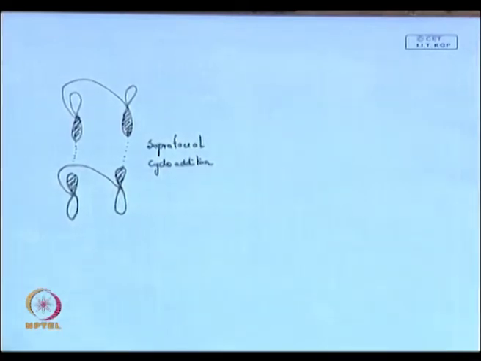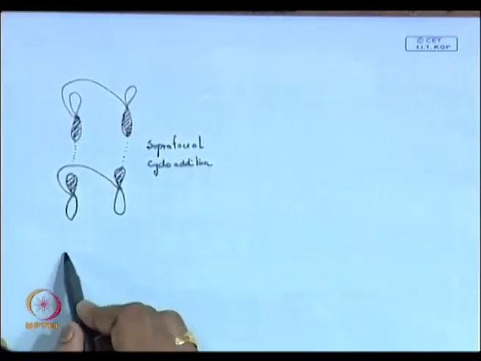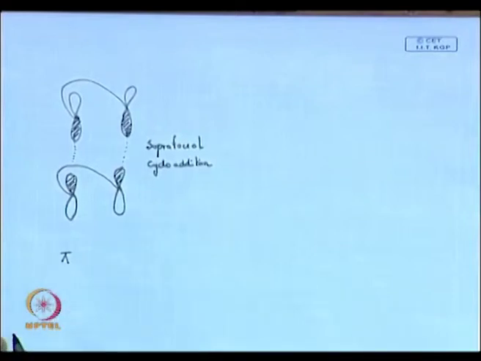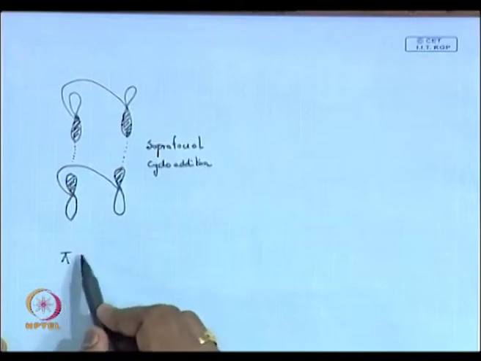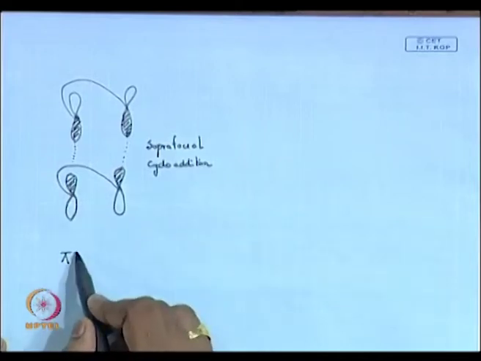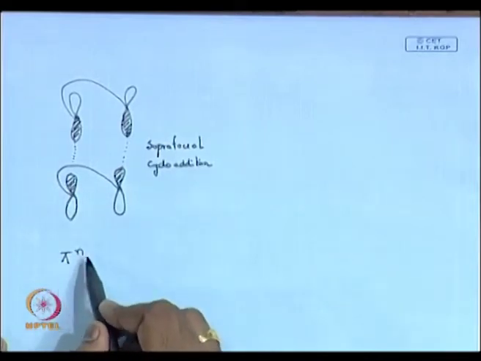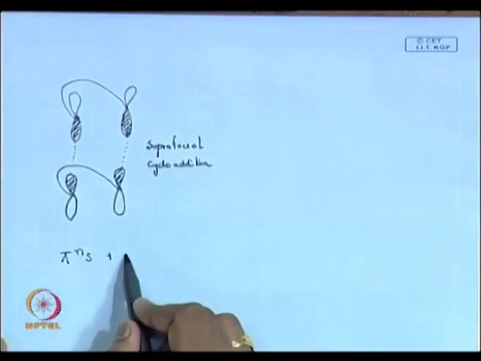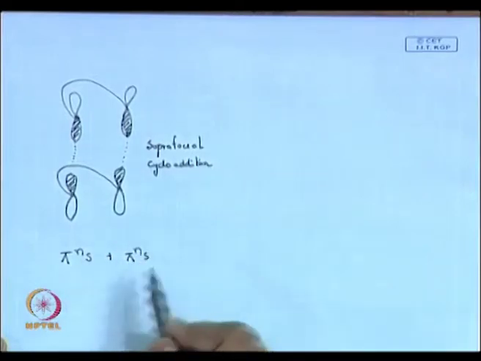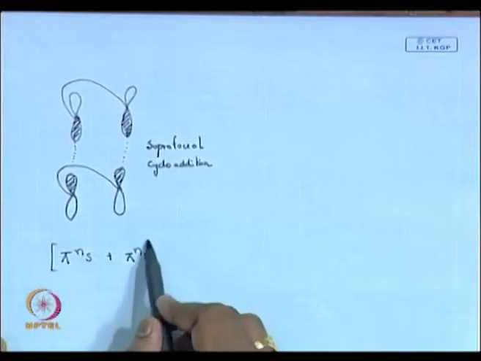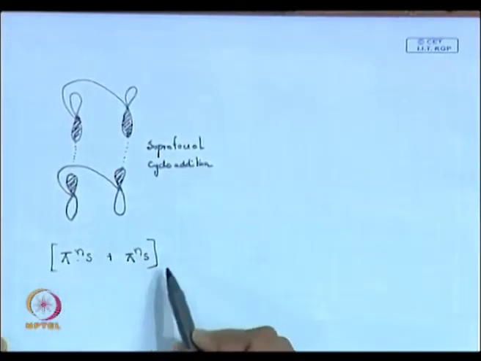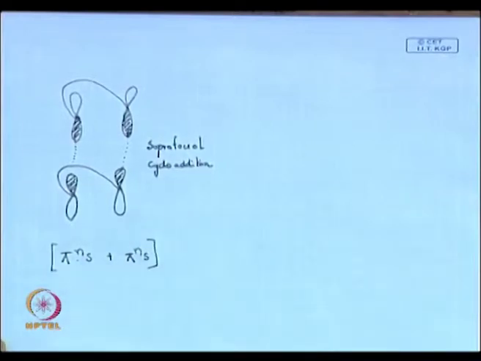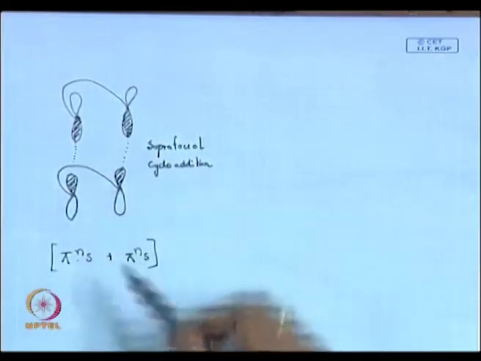So, how do we name this? We say this is pi, and you can put 2 or n, because this is an n system. So, I can write it as pi n s plus another pi n s system. If it is a 2 electron system, then you write pi 2 s plus pi 2 s, or pi 4 s plus pi 2 s. This is your suprafacial, because it happens on the same face.